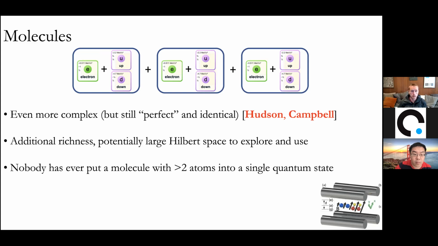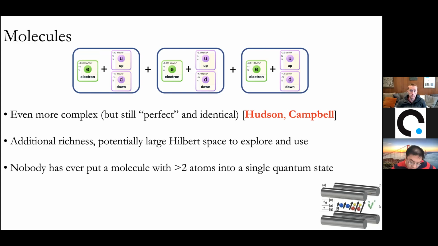Okay, moving up to more and more complicated combinations of standard model particles, you can take these atoms and stick them together to make molecules. And these are still another hierarchy of complexity, to the point where the experiments are getting hard to do, the pumping and the cooling. But a single molecule, until it gets very big indeed, is still a perfect and identical object in the same way that an atom is.